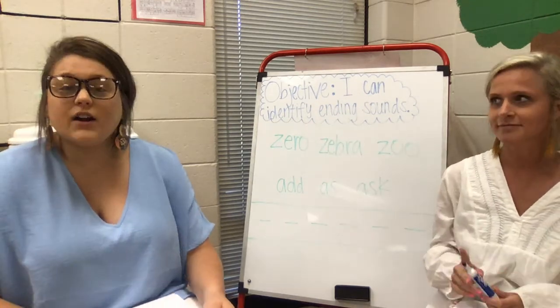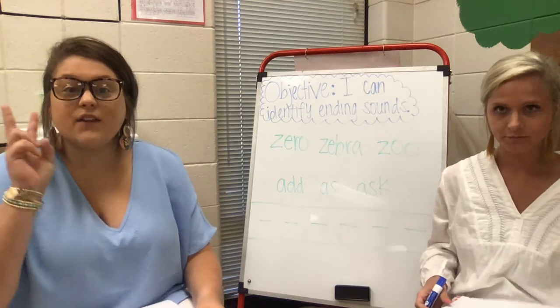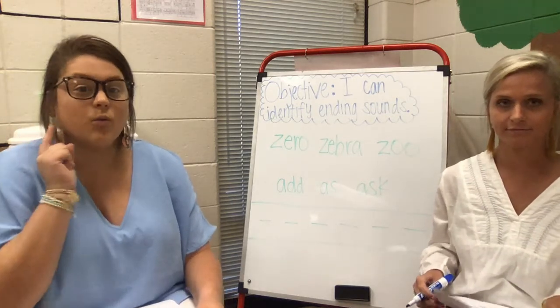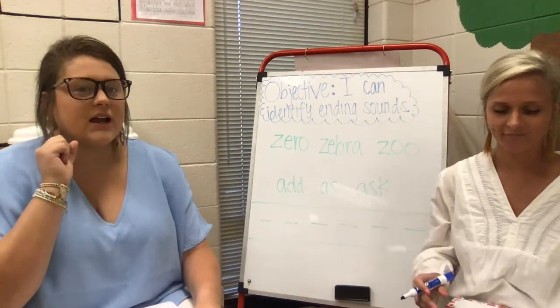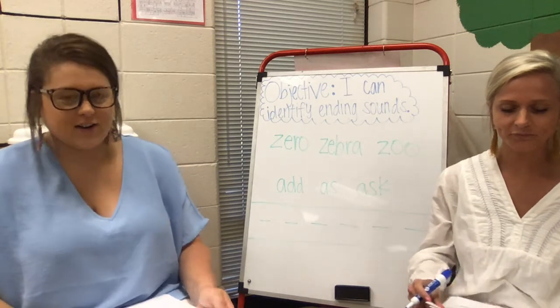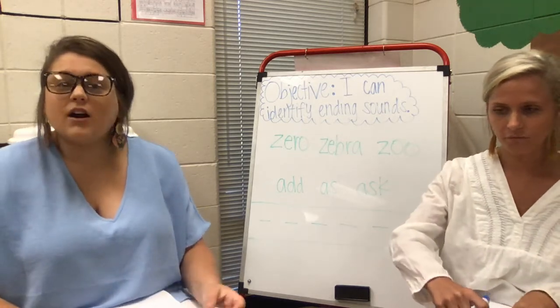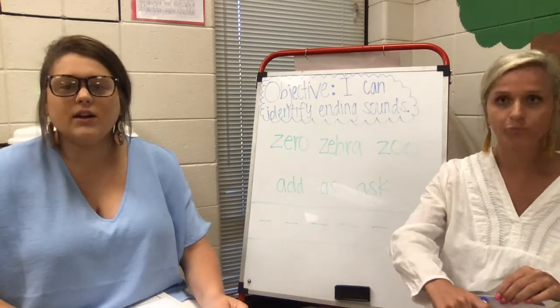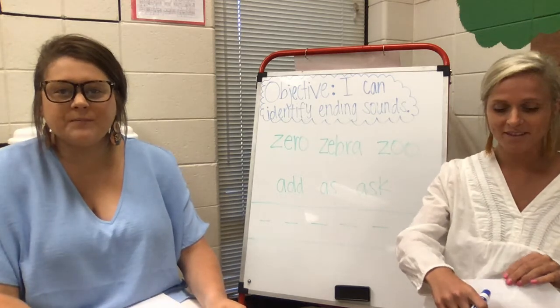Alrighty, and we know that there are 26 letters in the alphabet and that there are two different types. We know that there are what? Vowels and consonants. Very good. And we know that our vowels are A, E, I, O, and U. Let's sing our song. Ready?